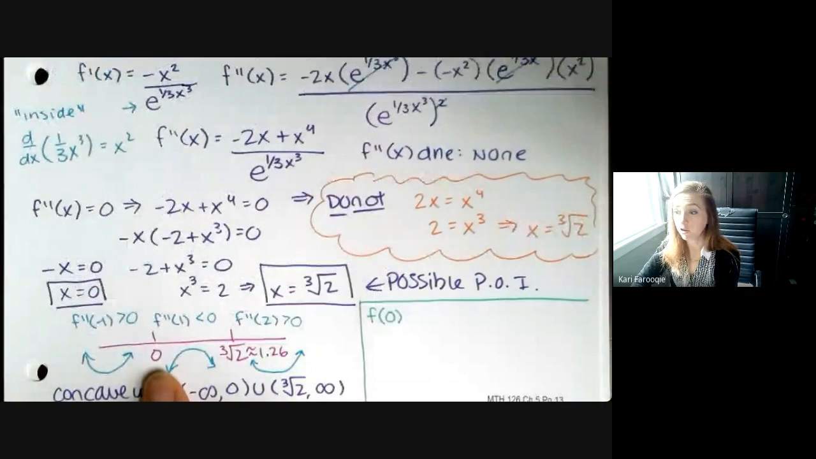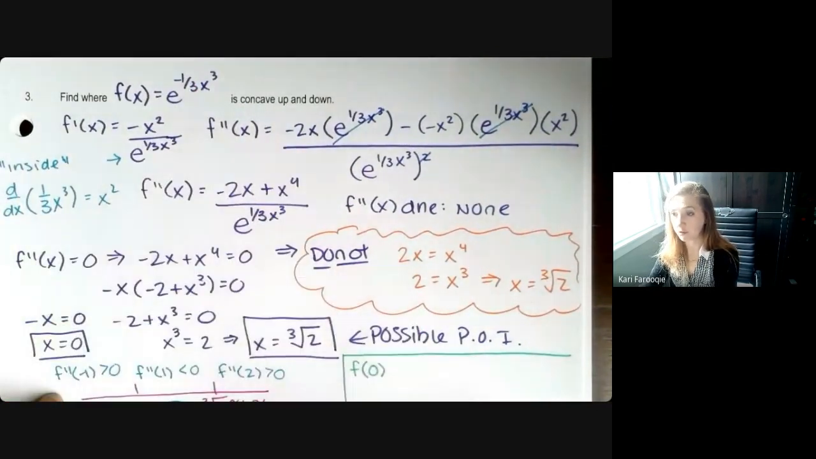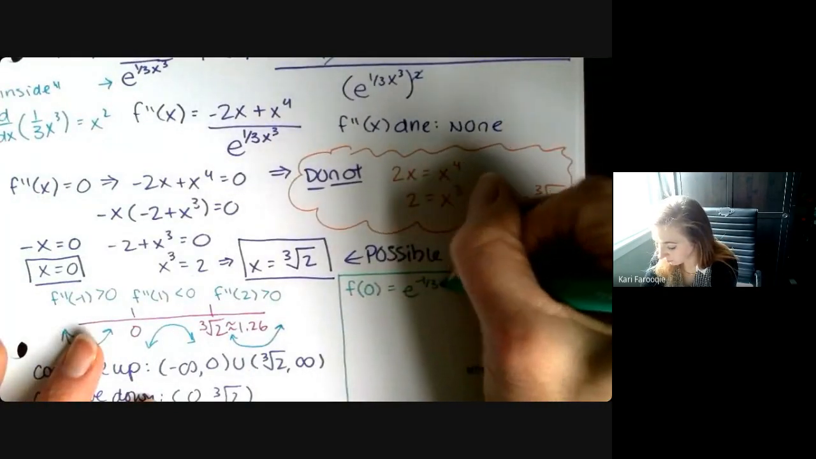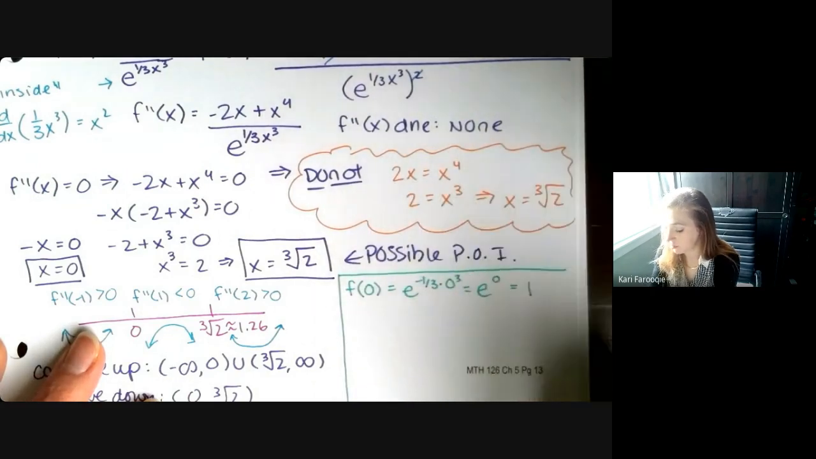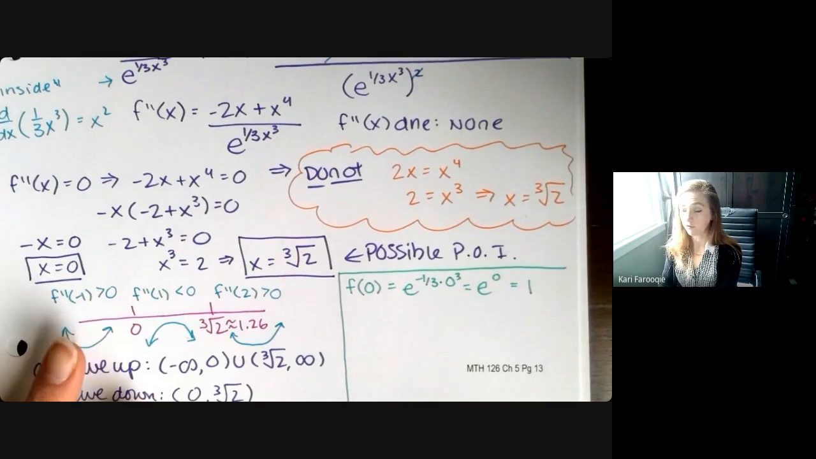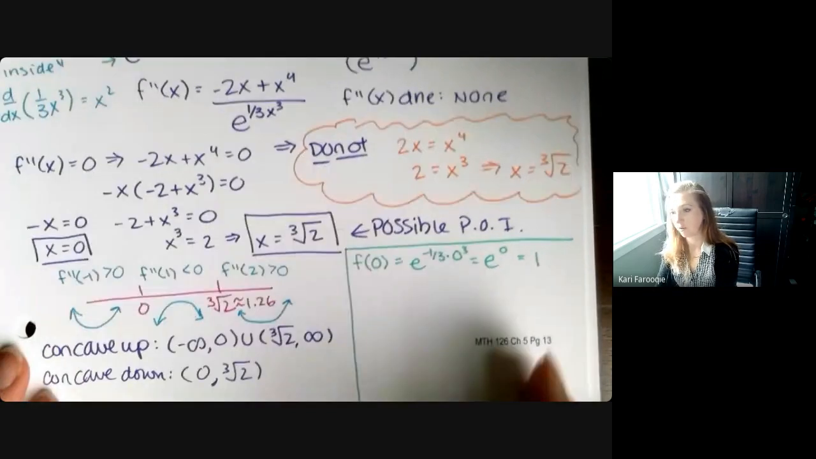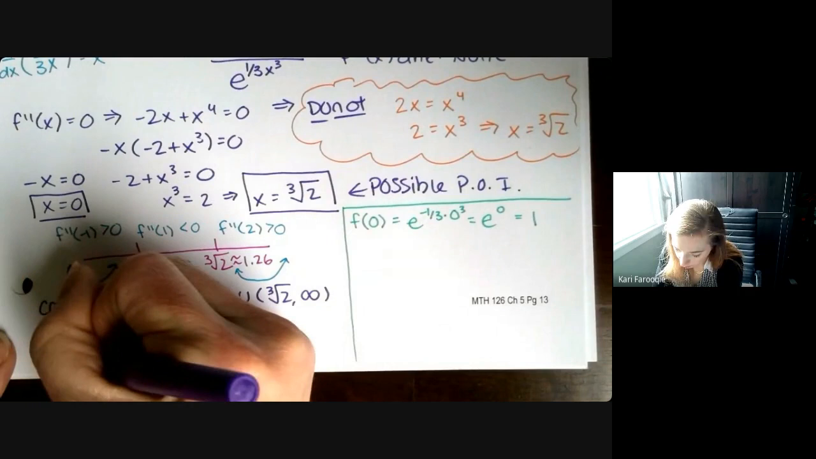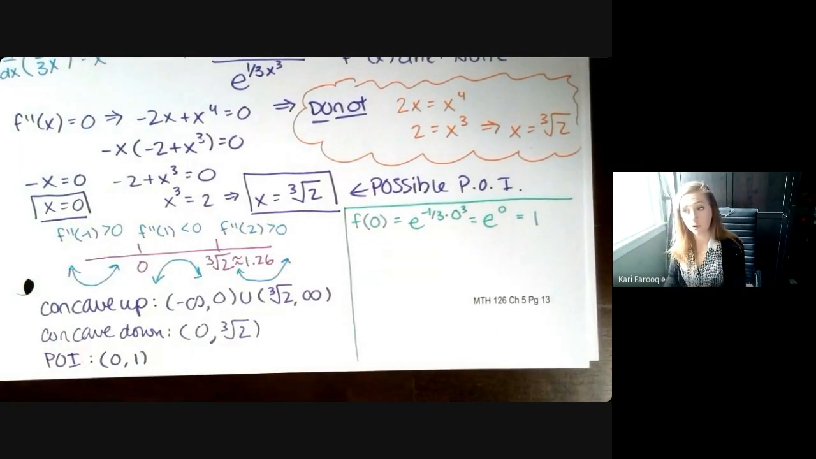I'm going to look at my actual function f, which is way back here. It's e to the negative 1/3 x cubed. And that's just e to the 0. E to the 0 is 1. So I know I have an inflection point at 0, 1. I'll write that down in a minute. Well, actually, I might as well just list this here. Right now, I got one more that I'm going to list, though. Point of inflection at 0, 1, or 0, f of 0.